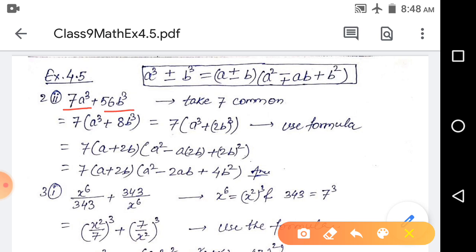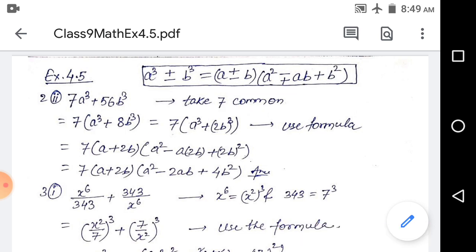See, if you try to find whether those terms are perfect cubes or not, those are actually not perfect cubes. So we will take 7 common first. After taking 7 common, what is left? It is a cube plus 8b cube.